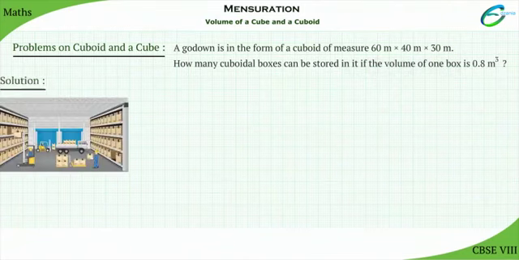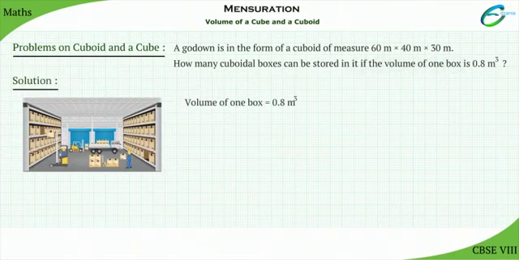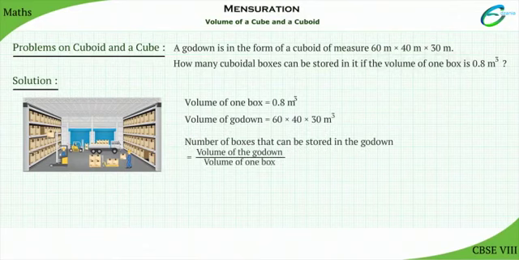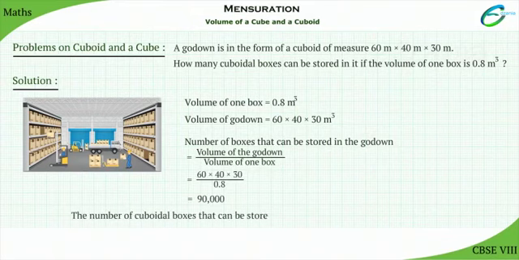Given, the volume of one box is 0.8 meter cube. The volume of the go-down is also given. Number of boxes that can be stored in the go-down is equal to volume of the go-down upon volume of one box. The number of cuboidal boxes that can be stored in the go-down is 90,000.